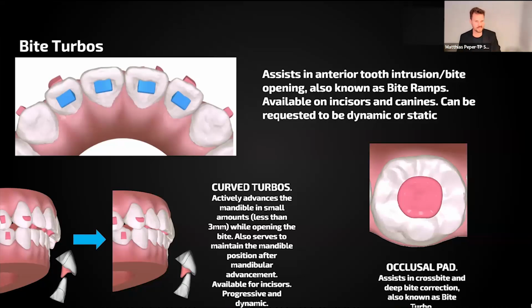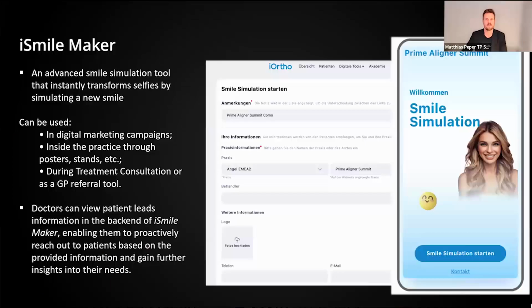We have the occlusal pad that assists in crossbite and deep bite correction, also known as bite turbo. We have also a special bite turbo for Spark, and we have the occlusal attachments for Invisalign. So, you know, it's different in the systems, and yeah, you can decide.